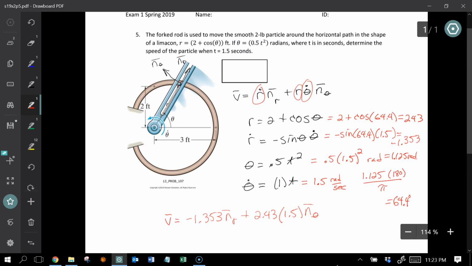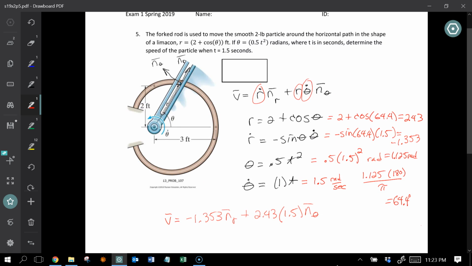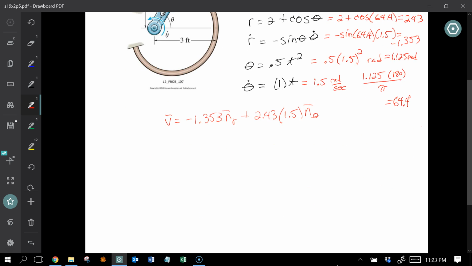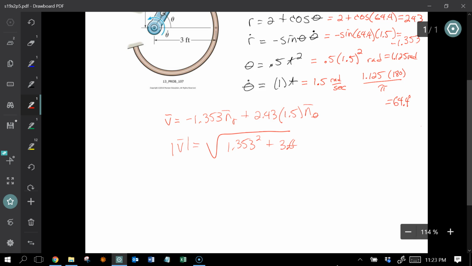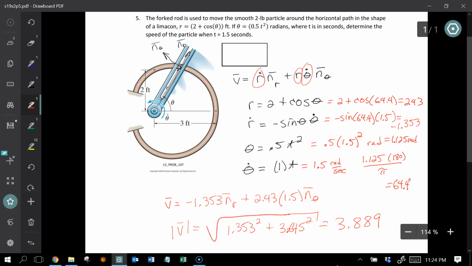And you want speed, which is magnitude. Determine speed. So the speed is the magnitude of that, which is the square root of 1.353 squared plus, let's see, 3.645 squared. And I get that that's equal to 3.889. And that's it for this one. Okay, so this is 3.889.